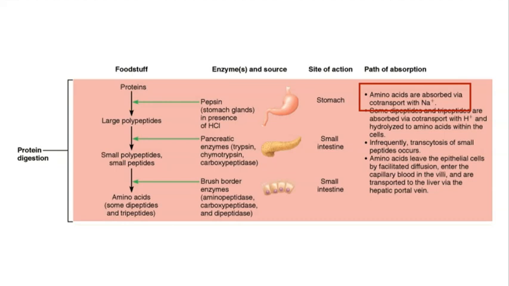Protein digestion will begin in the stomach with the enzyme pepsin, which is secreted by the gastric glands, and digestion of proteins will be completed in the small intestine thanks to the action of enzymes like trypsin from the pancreas and brush border enzymes. Generally, amino acids are absorbed with co-transport mechanisms along with sodium, in the same way that we saw the monosaccharides being absorbed and co-transported with sodium.